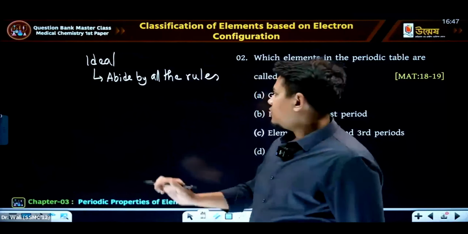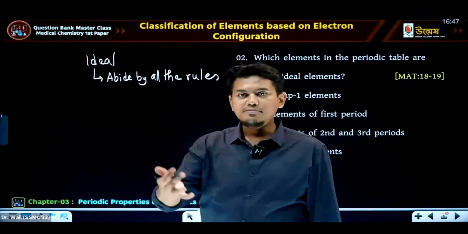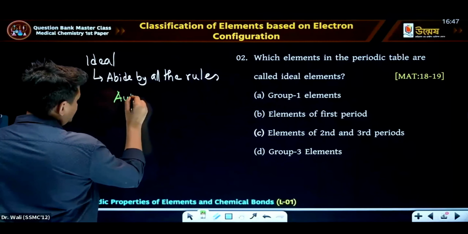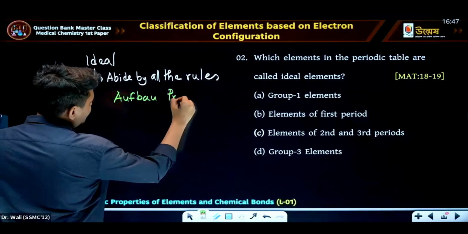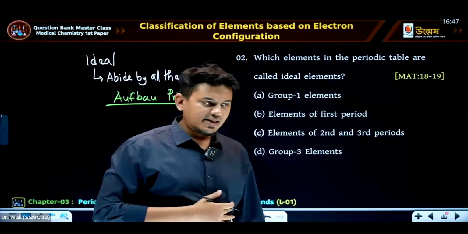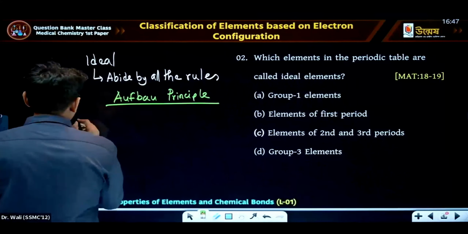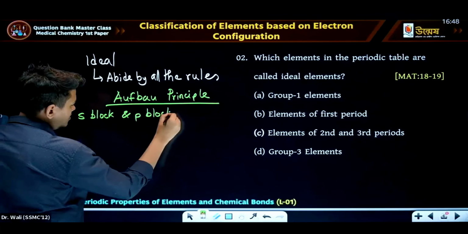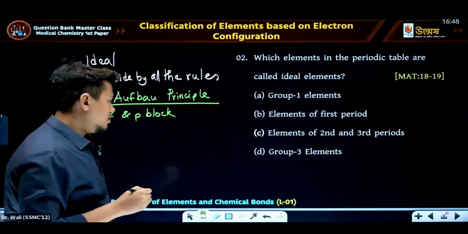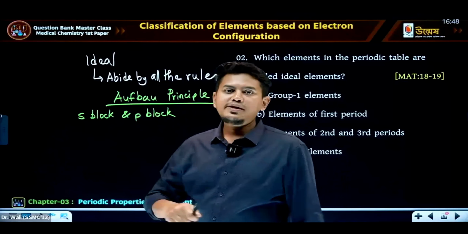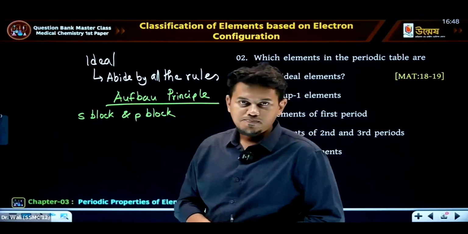Similarly, ideal elements follow all the rules that are imposed on them due to their presence in the periodic table. What are the rules that we are talking about? We are talking about the Aufbau rule, mostly the Aufbau principle. If we look at the periodic table, we can easily grasp the fact that S block and P block elements usually follow the Aufbau rules. There are no exceptions in following the Aufbau rule in S block or P block. We rather find them in D block or F block, but not in S block and P block.